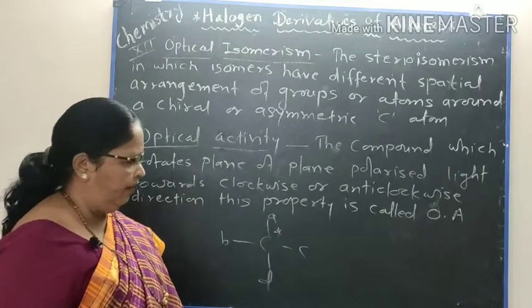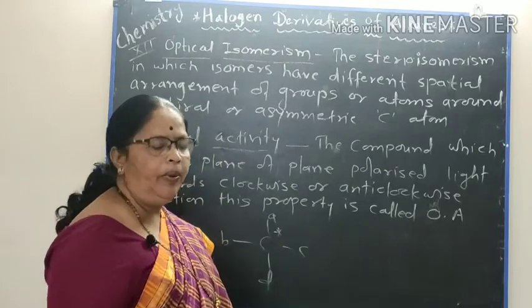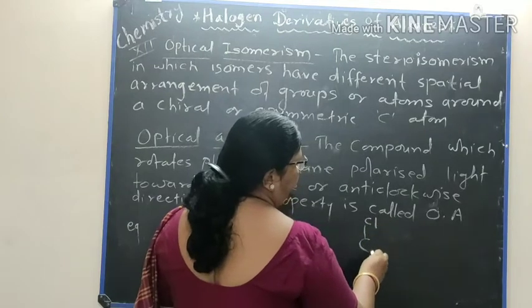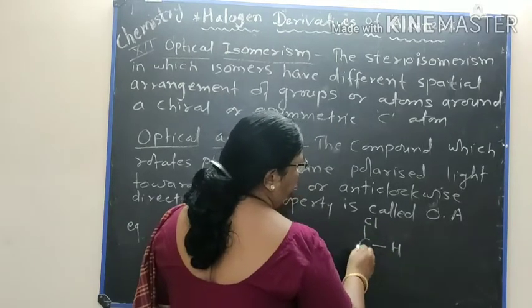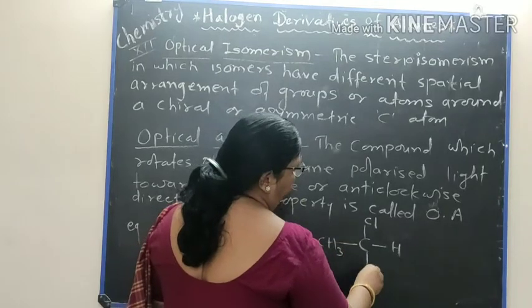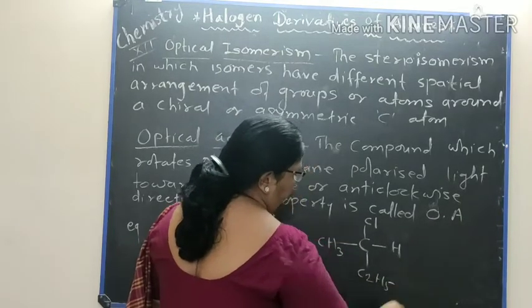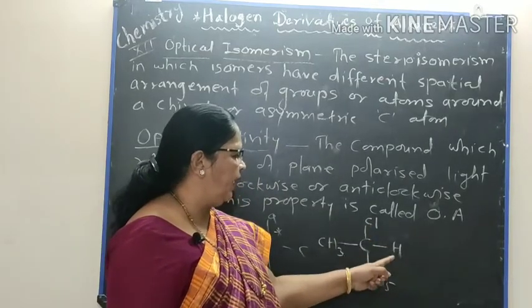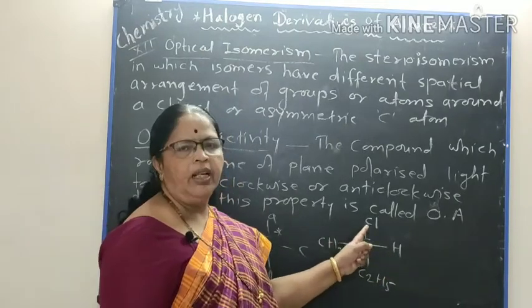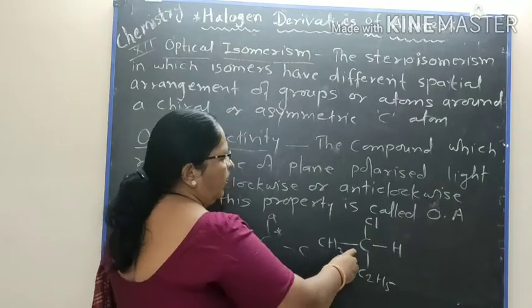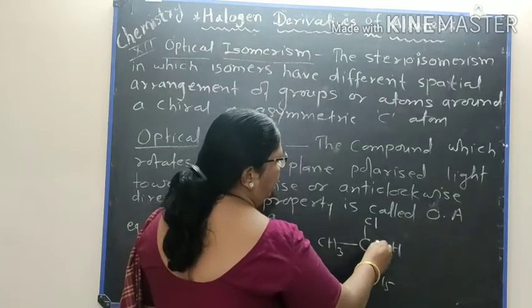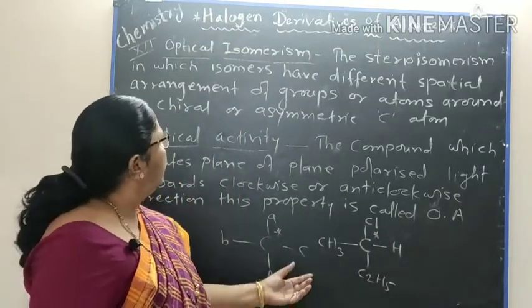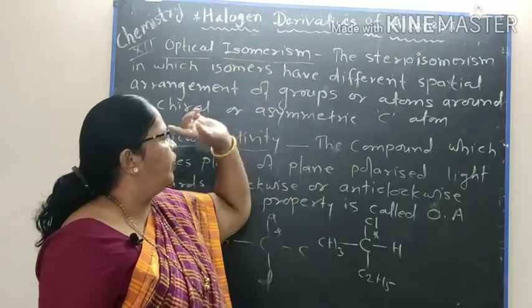Suppose you are considering 2-chlorobutane. In 2-chlorobutane, the carbon atom is attached to one chlorine atom, one hydrogen atom, one methyl group and one ethyl group. This carbon atom is attached to two different groups and two different atoms, that means the atoms and groups are totally different. So, this carbon atom is called an asymmetric carbon atom and it is designated by an asterisk. So, this is called optical isomerism.